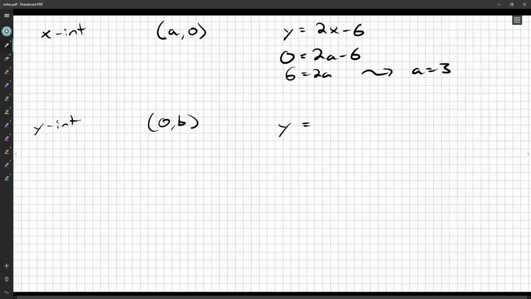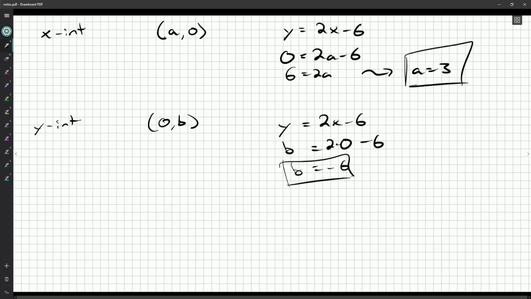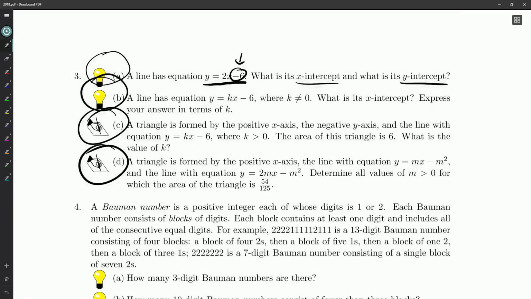How about the y-intercept? Well, in the same vein, we could do the calculation, but you don't need to. Just point out that it's already in y-intercept form. And look at that. The b is equal to -6. So there we go. Simple as that. Not a whole lot of writing required.